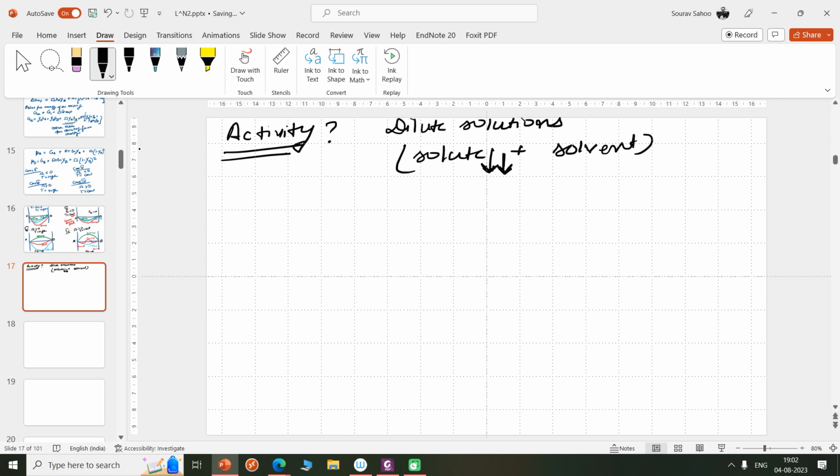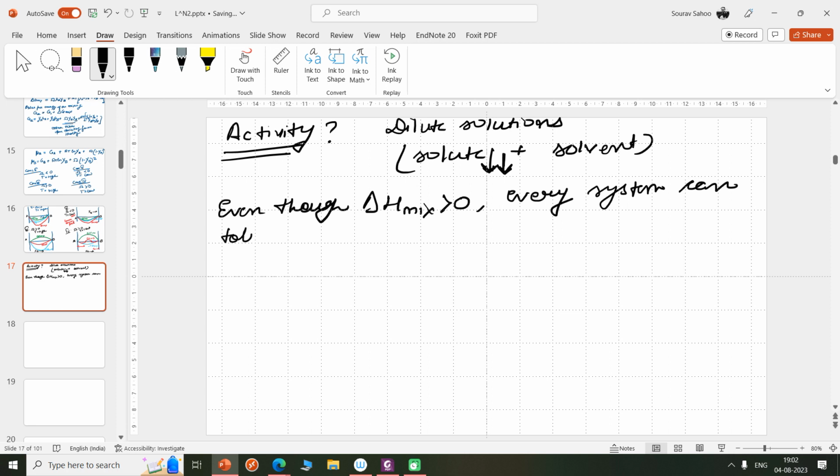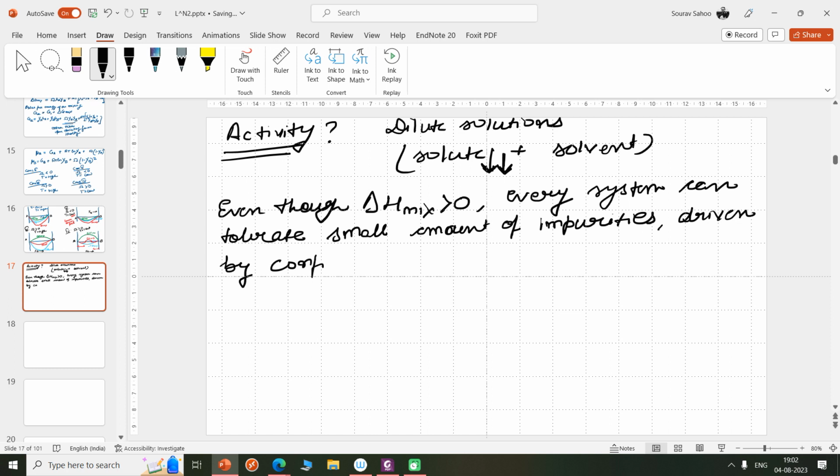So we have seen in the previous slide that even though delta H mixing is positive, every system can tolerate small amounts of impurities, and this is because and only because of configurational entropy. Right.